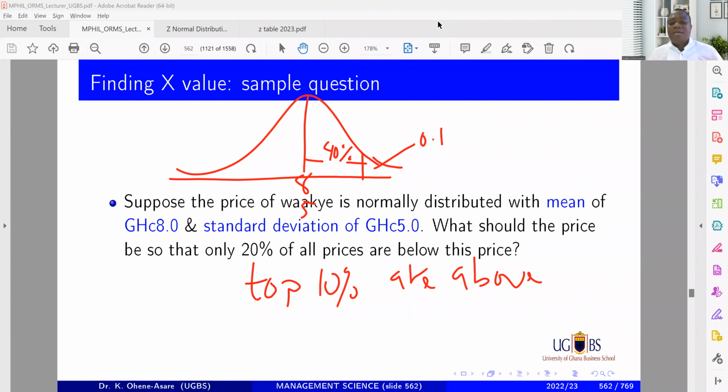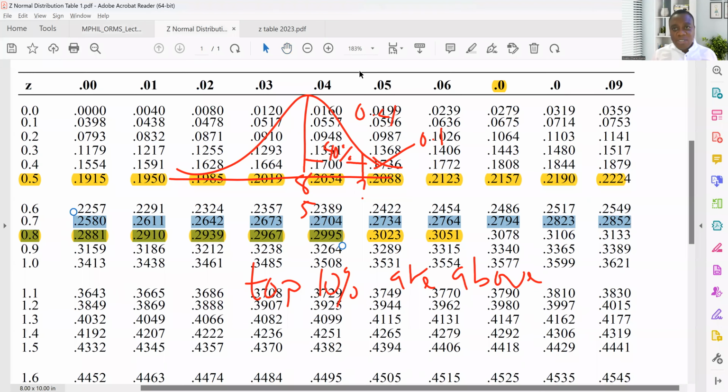Now, we are not interested in the 10%. We are interested in the price at that point. To get that price, you have to get that probability of 40%, so you go and read 0.4 on the table. How do you read 0.4 on the table? Go into the table and search for the number closest to 0.4. The number closest to 0.4 is between 0.3997 and 0.4015. Which one is the closest?